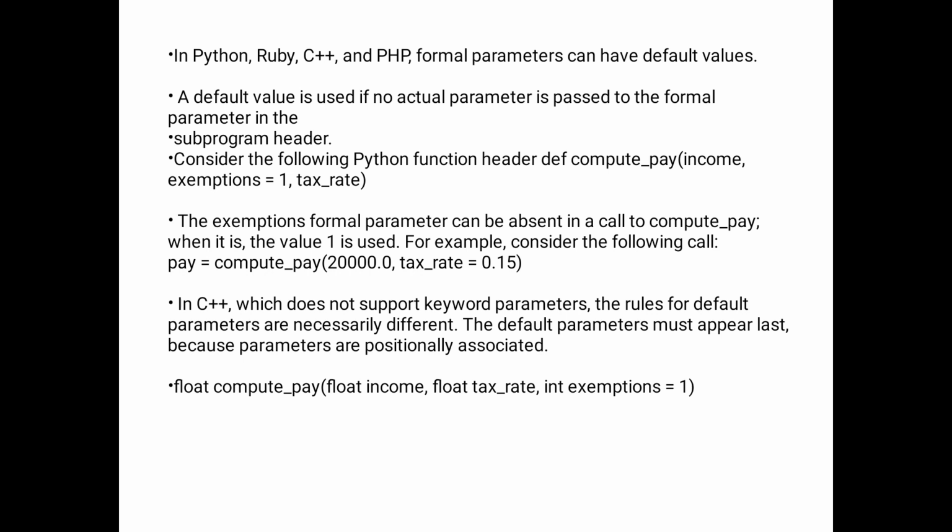Consider the following Python function header. Def compute pay of income, exemptions equal to 1, tax rate. The exemptions formal parameter can be absent in a call to compute pay; when it is, the value 1 is used. For example, consider the following call. Pay equal to compute pay of income equal to 20000, tax rate equal to 0.15. In this example, we can omit the exemptions.